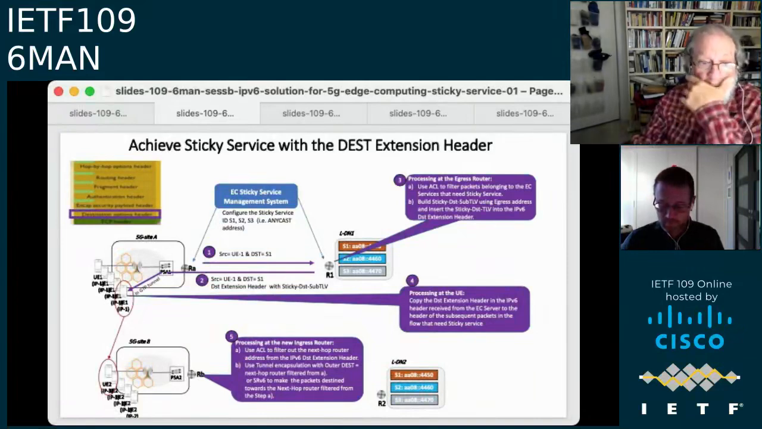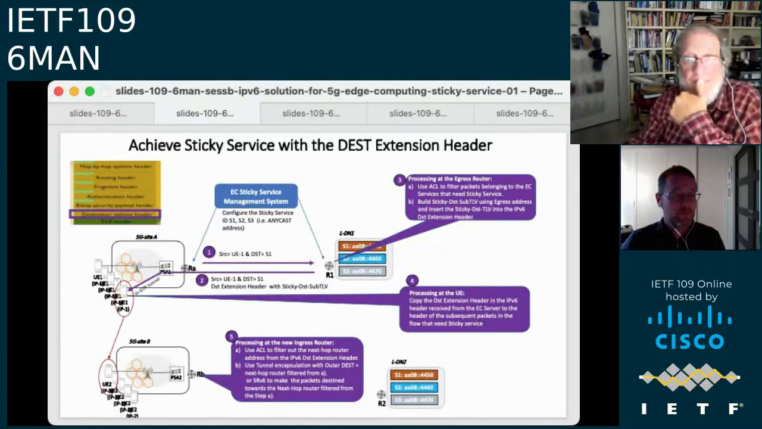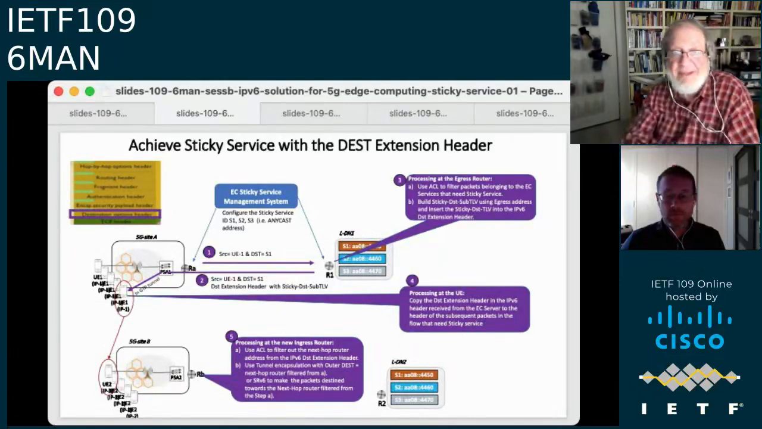criteria in choosing the closest Anycast server, and it will end up going to the Anycast server, say S1, attached to the router R1. We call R1 the egress router. And we assume that the Anycast, for the sticky service, is not for all services. So there will be an application manager informing the routers of the services that they need to be sticky.